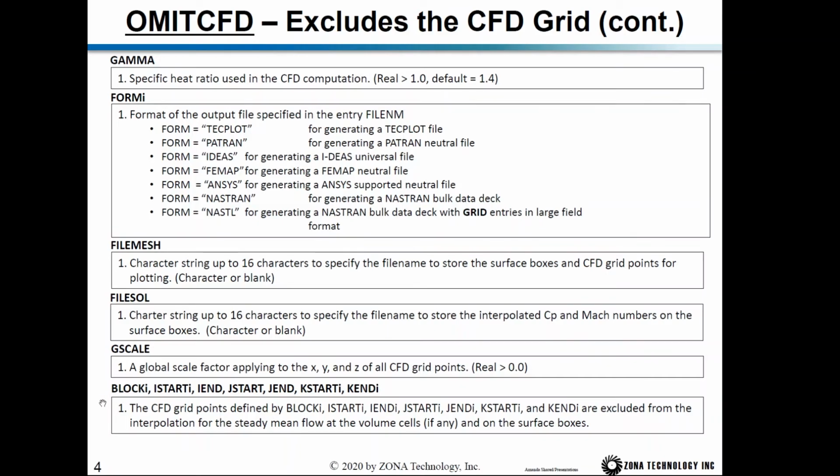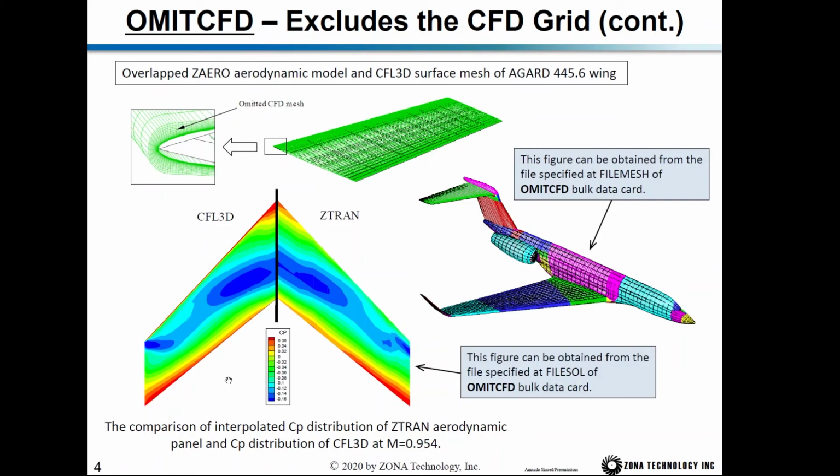So you have to say which block, and the starting I, ending I, starting J, ending J, starting K, ending K. Within this IJK, all the CFD solution will be excluded from the interpolation. An example is that you have a very thin layer, a very refined mesh near the surface, and inside there is the boundary layer solution.